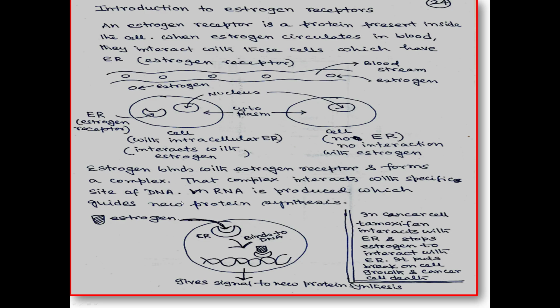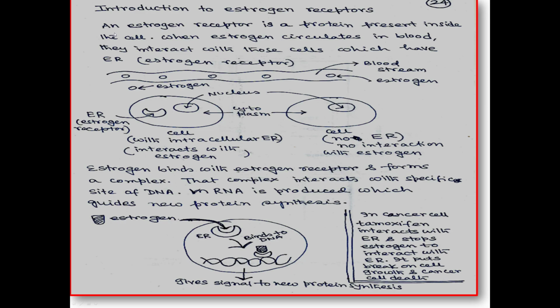Now all these neurotransmitter-related receptors are over. Now we will go to the hormone receptors. Their introduction to estrogen receptors: estrogen is the female hormone, and we have that in our syllabus, so we will discuss all these things. So let us see what happens.